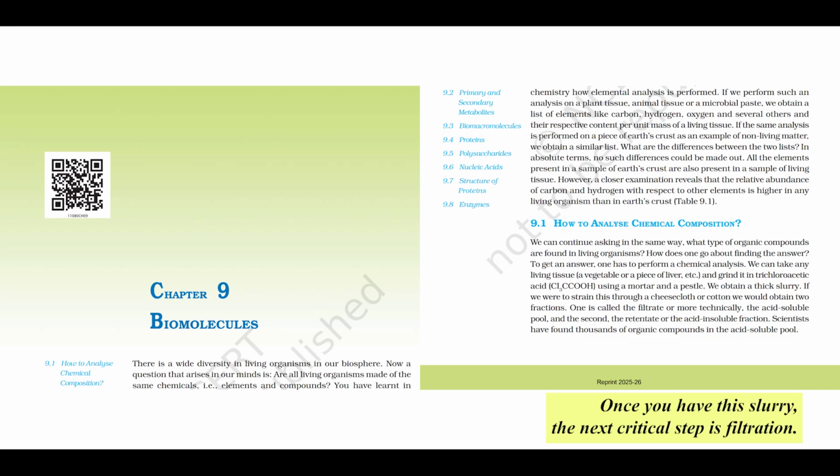Exactly. Once you have this slurry, the next critical step is filtration. You strain the whole mixture through something like cheesecloth or maybe a piece of fine cotton. Like straining soup? Sort of, yeah. This physical separation gives you your two fractions. The liquid that passes through the cloth, that's the filtrate. Technically, we call it the acid-soluble pool.